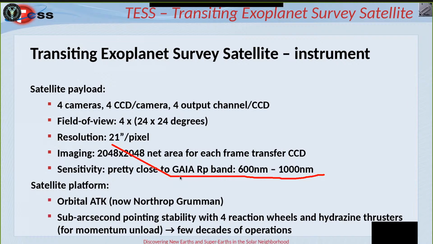It's very interesting that the passband of TESS is very close to the GAIA RP band, which is between 600 nanometers and 1 micron. This means that GAIA RP photometry can easily be used as a zero point for TESS photometry, which is very important in the data reduction. The root mean square difference between the two instruments is of the order of hundredths of a magnitude. So it's really, really close.